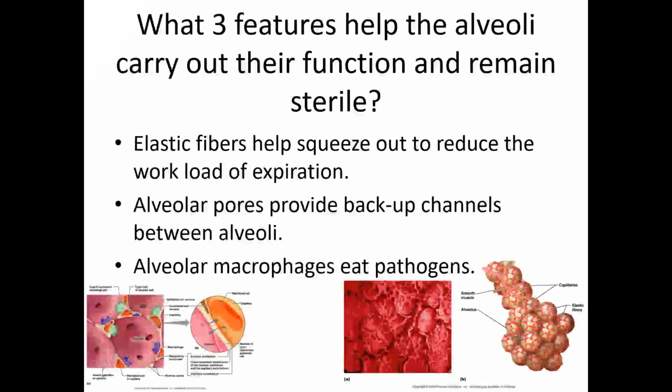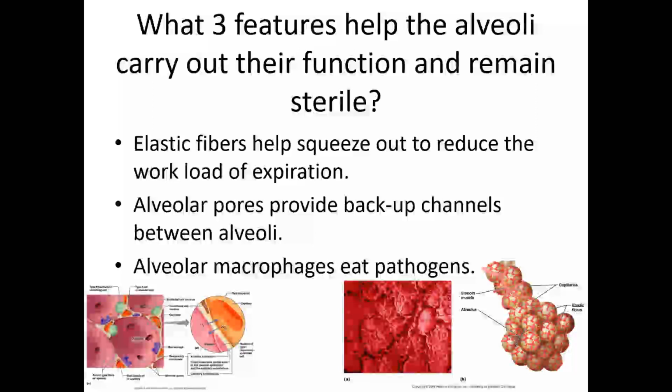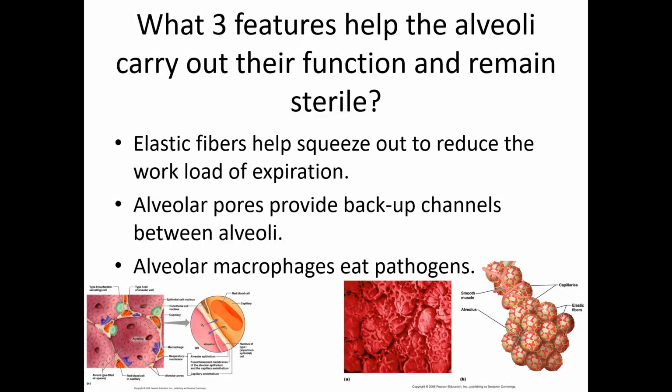Okay. What 3 features help the alveoli carry out their function and remain sterile at the same time? So the first 2 are about the functionality. First off, we've got a ton of elastic fibers. In this little cartoony picture, it's the yellow fibers on the outside. What that means is after you have breathed in and you have expanded the alveoli, the elastic fibers are going to try to push the air out. So it makes breathing out easier because the elastic tissue essentially just squeezes the air out for you.